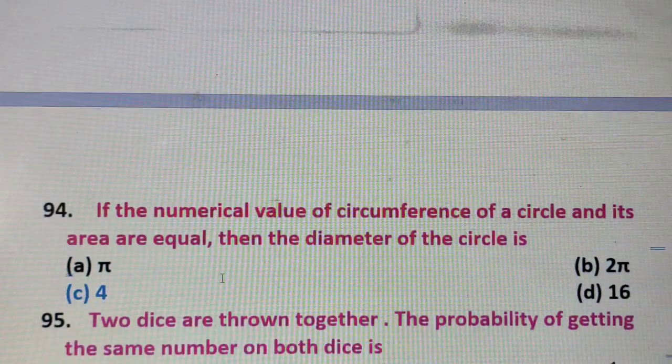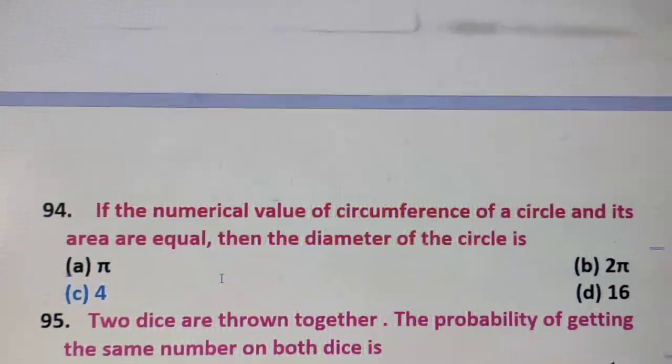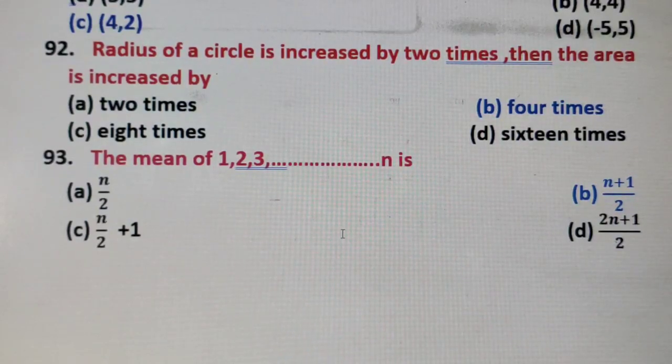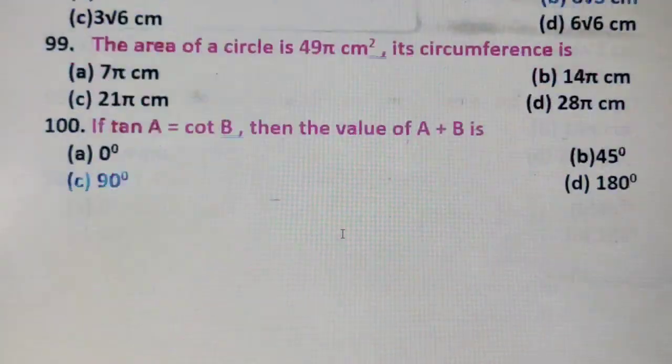The mean of 1, 2, 3 up to n is n plus 1 by 2.